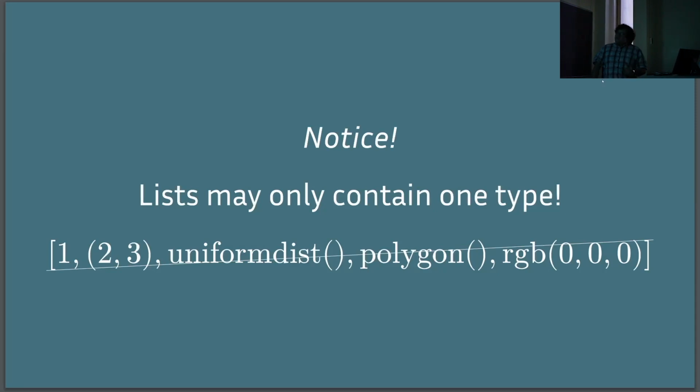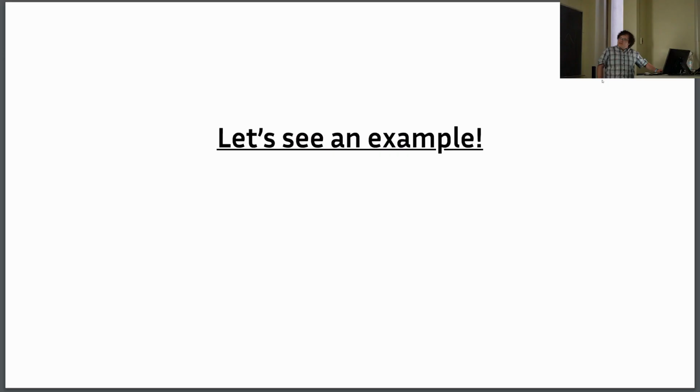And an important thing to notice is that lists can only contain one data type at a time. So for example, this is nonsense. You can't write that down, beginning with the fact that we've got a point and a number in it. And all that other stuff, oh yeah, you have seen uniform distributions.